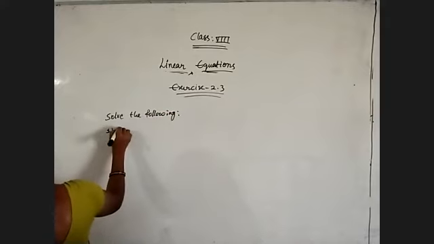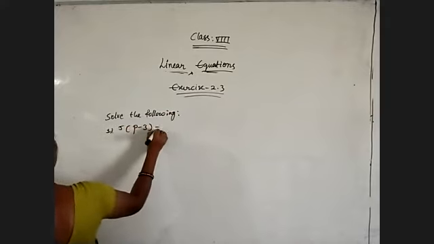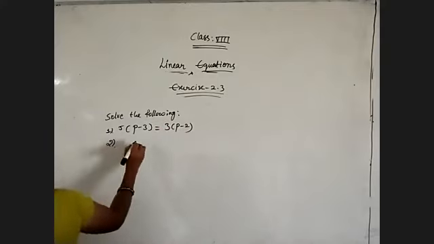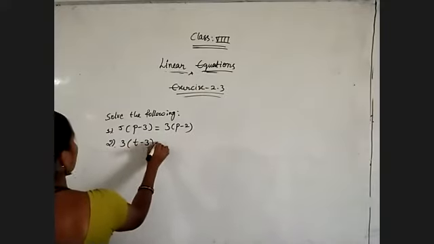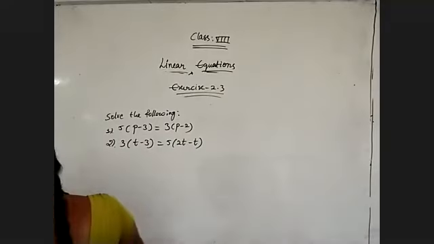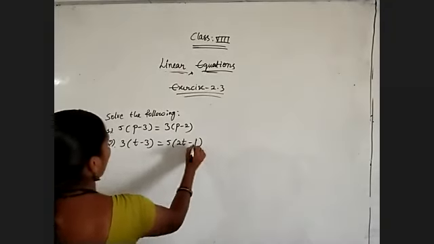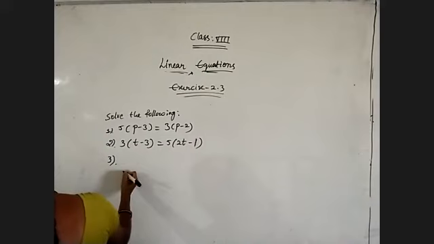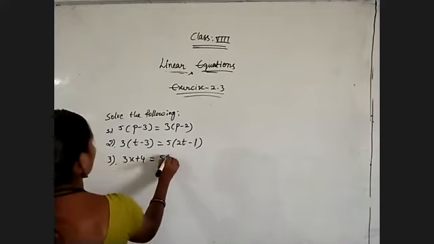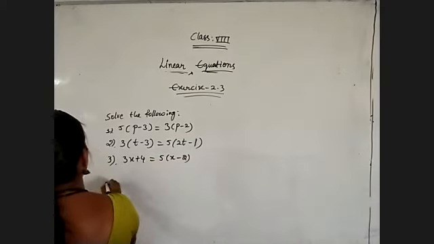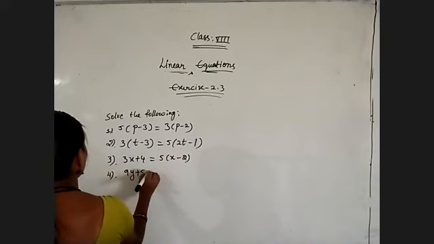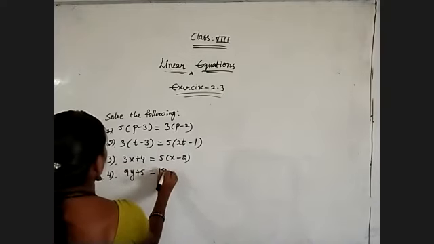My first question is 5 into p minus 3 is equal to 3 into p minus 2. And my second question is 3 into t minus 3 is equal to 5 into 2t minus 1. And third question is 3x plus 4 is equal to 5 into x minus 2. And fourth question is 9y plus 5 is equal to 15y minus 1.